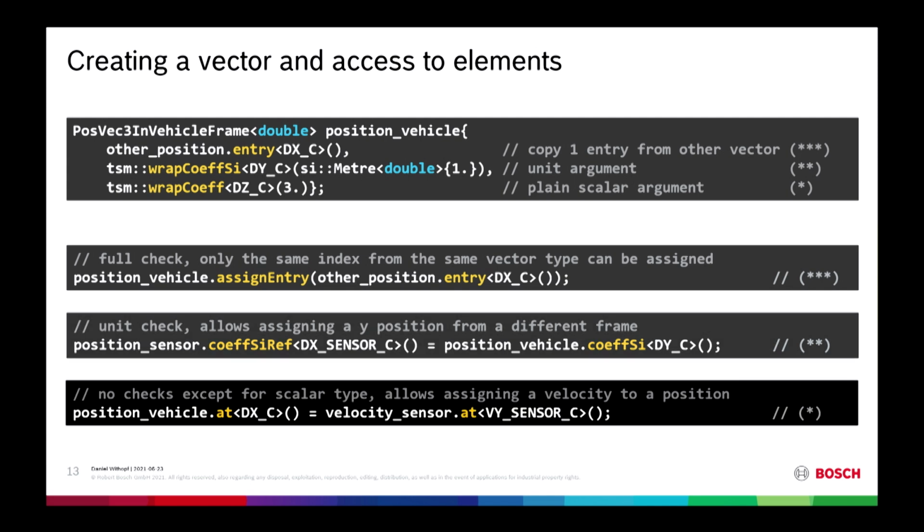And again, we have the last and least type safe option. We can use the add method for reading and writing. And here it's possible to assign the y position in sensor frame, or sorry, y velocity, in this case even, to the x position in vehicle frame, which is clearly an incorrect operation, or most likely. So again, this should be avoided if possible.